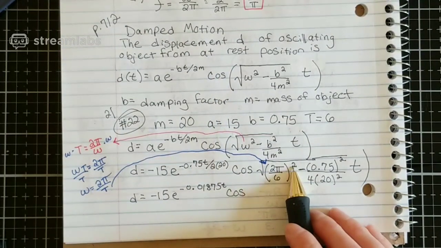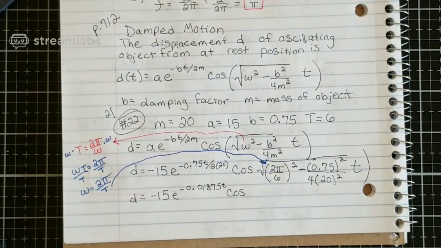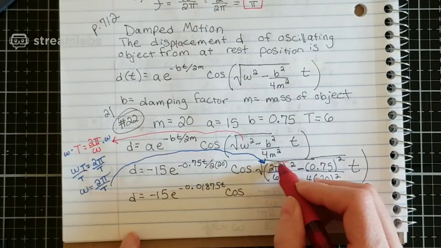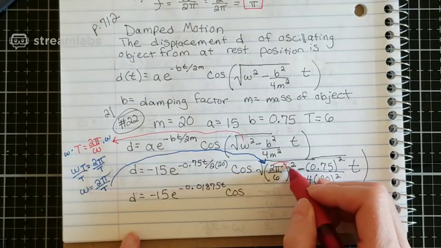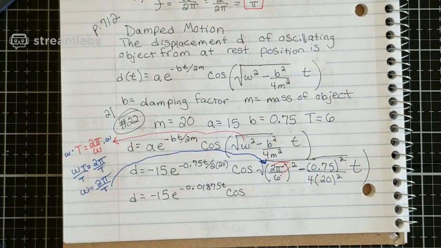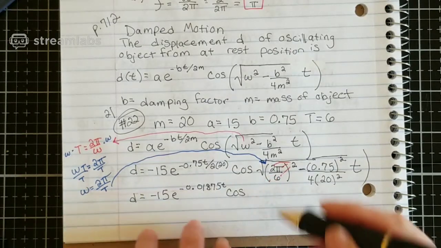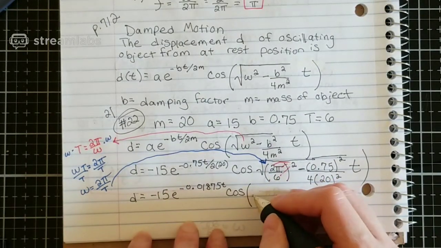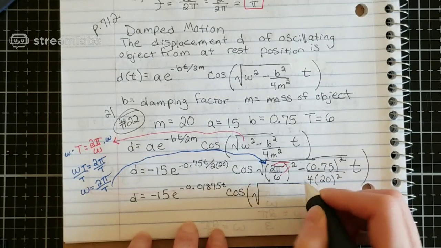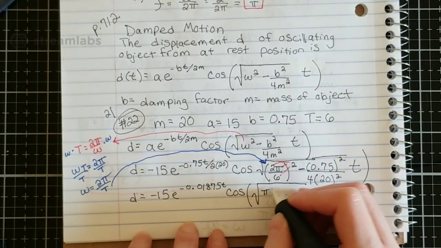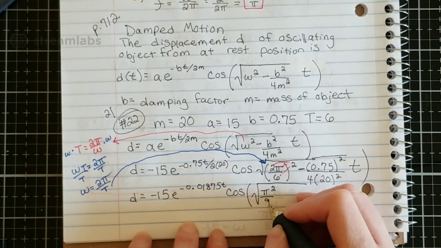Now when you square this, it's also pi squared. So that squared goes to all of these. It goes to the 2, it goes to the pi, and it goes to the 6. So I already reduced the 2 over 6, but that pi is still going to stay squared. Okay, so this is going to be pi squared divided by 9.